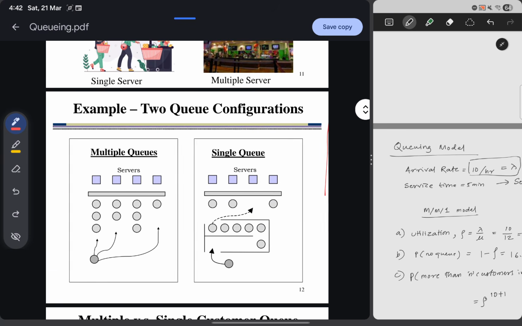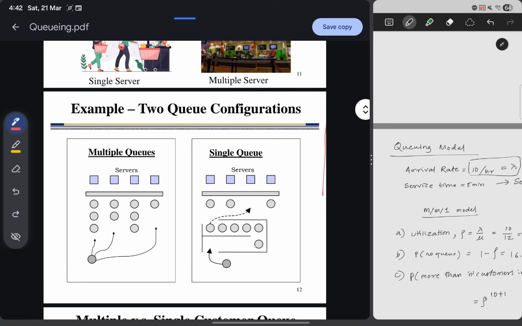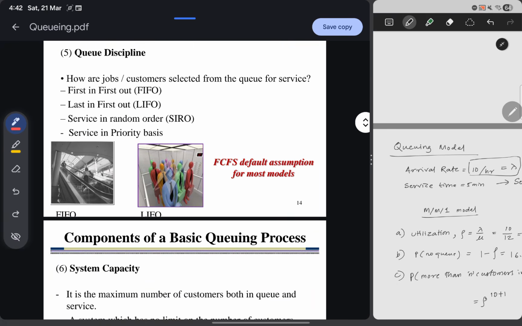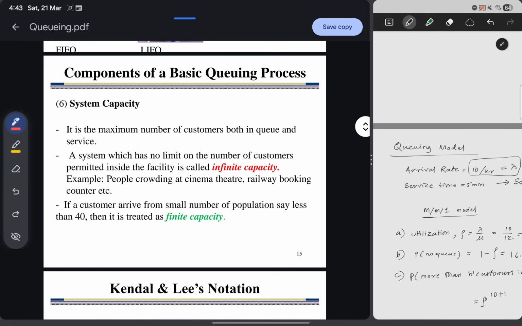So you have a single queue where you go through only one queue, and then there are multiple queues because there are multiple servers. In our exam, we will mostly deal with a single queue; multiple queues are not there.